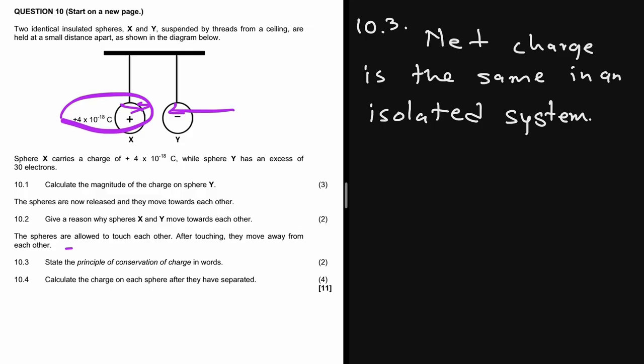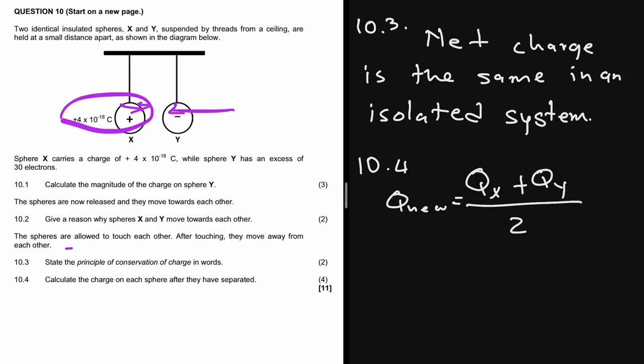So now if we look at the last question that we have, which is 10.4, they say calculate the charge on each sphere after they have been separated. So we are going to calculate a new charge that both the spheres will have after separation. Remember, to calculate a new charge, the new charge is equal to the charge of x plus the charge of y, all divided by 2. So we're just going to substitute the charge of x. Remember, you must put in the signs.